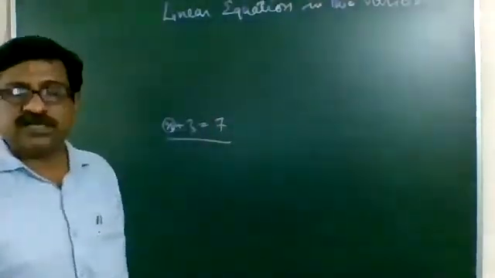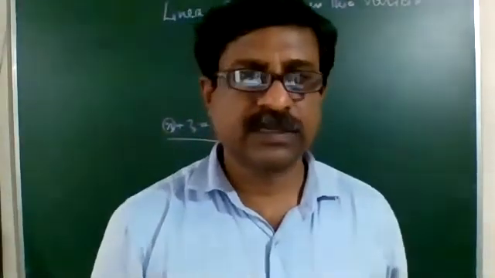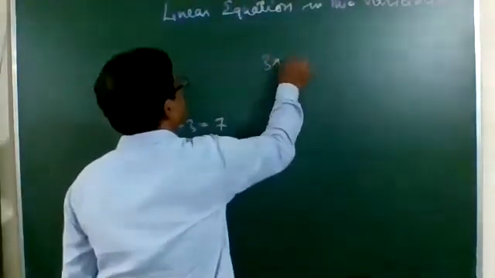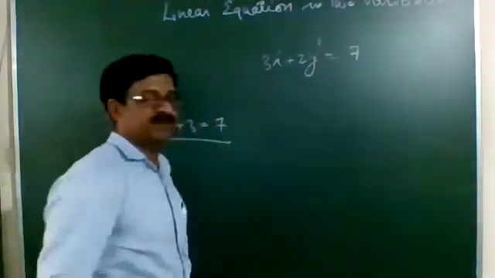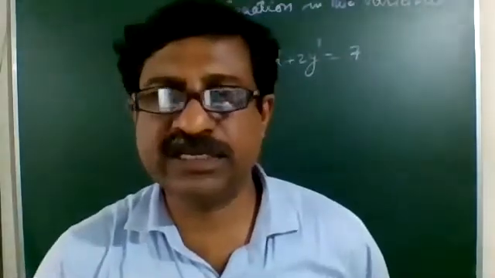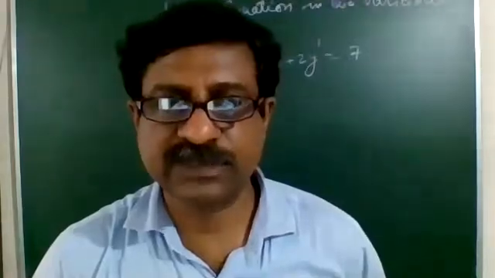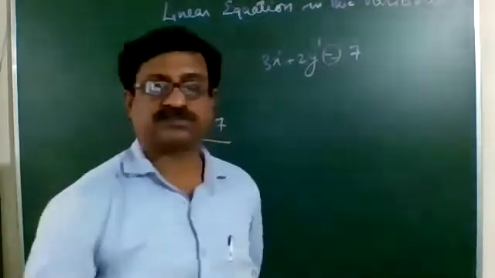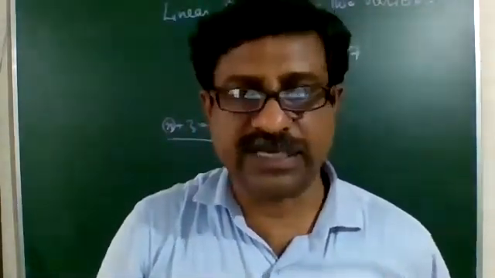Here we will learn linear equations in two variables. Two variables have to be chosen, and both these, x and y, should have the power 1. Power of x should be 1, power of y should be 1. Then it is said to be a linear equation in two variables. Now for linear, the highest power should be 1. For an equation, there should be an equal to sign.